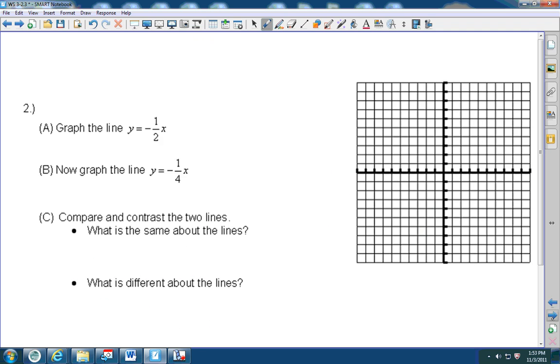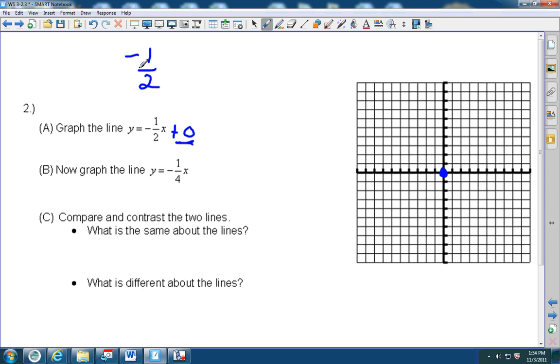Next, here's the next one. It says graph the line y equals -1/2 x. Well, the first thing we're supposed to do is plot the y-intercept. If there's not a number there, that's 0. So I'm going to go over here to 0 and put a dot. Now the slope is -1/2.